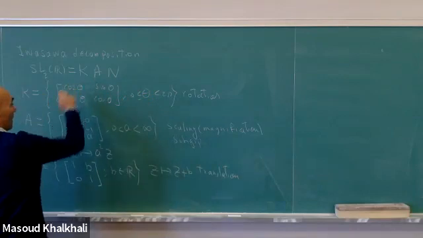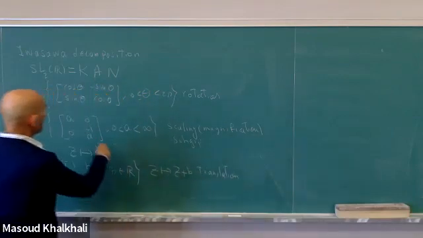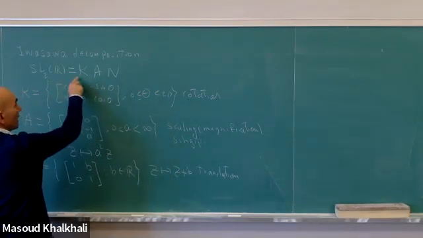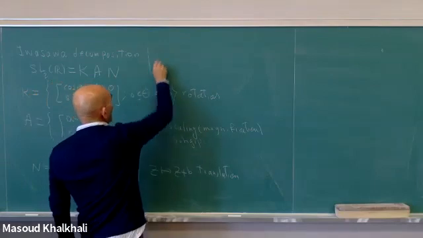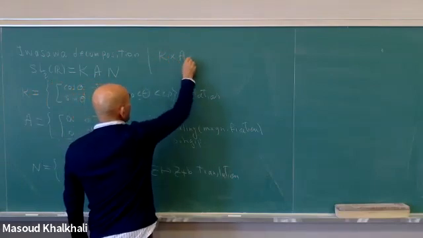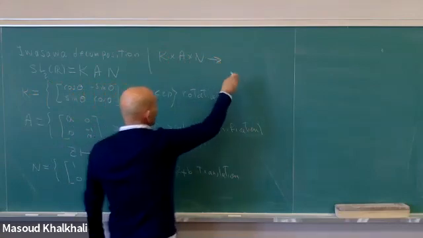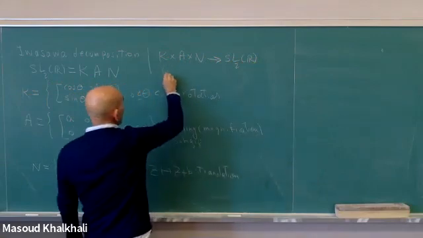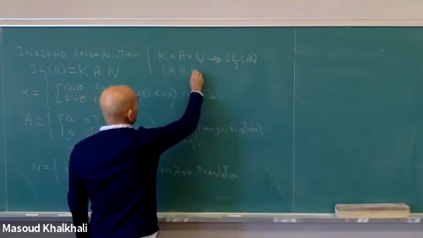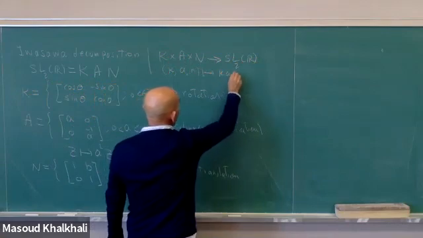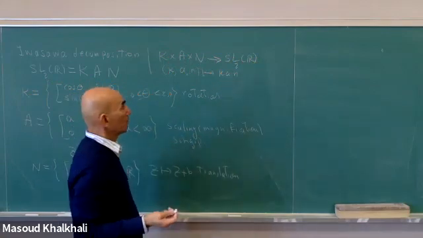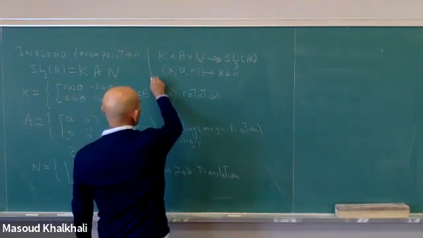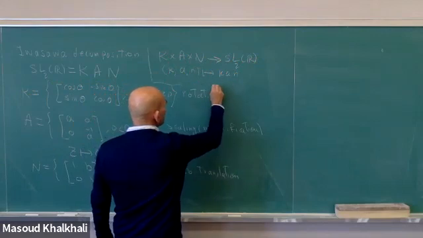So the Iwasawa decomposition says something interesting from linear algebra. For SL2R, at least, it's easy to prove that the map from K cross A cross N to SL2R, sending k, a, n to the matrix kan, is actually a diffeomorphism. But it's not a group map, by no means. It's just a smooth diffeomorphism.